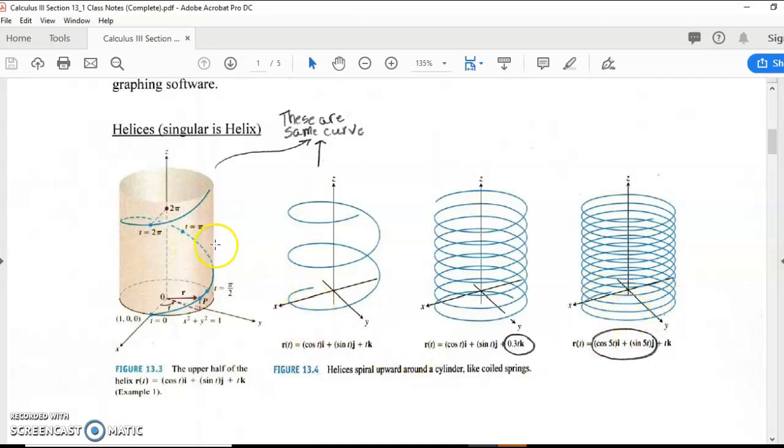These are kind of looking like slinkies. I don't know if you've ever seen a slinky. When I was a kid, there was a toy called a slinky. You could walk it down the stairs. It was pretty cool, but they were essentially helices.